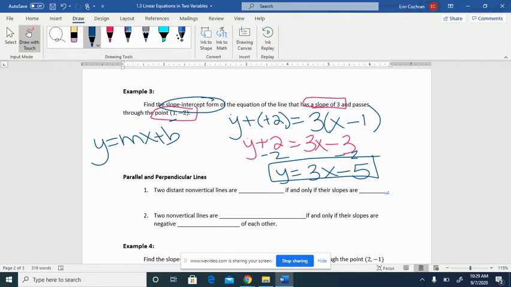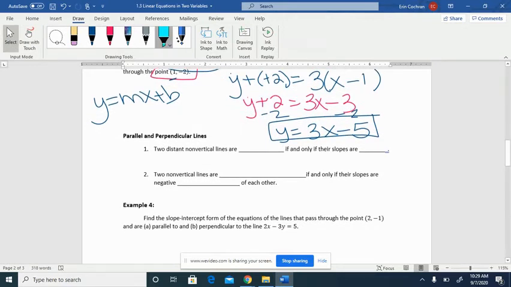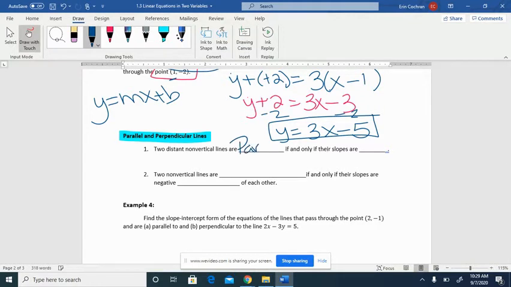Now we're going to keep using point slope, but we're going to now include it with parallel and perpendicular lines. Okay, so parallel and perpendicular. Two distinct non-vertical lines are parallel if and only if their slopes are the same. So if a slope of a line is 2, its parallel slope will also be 2.